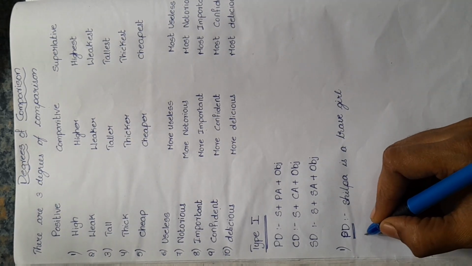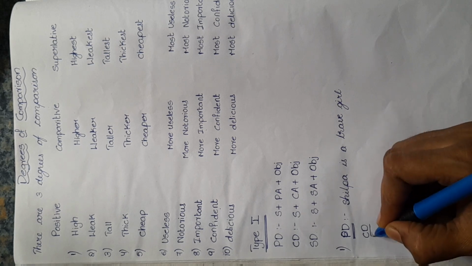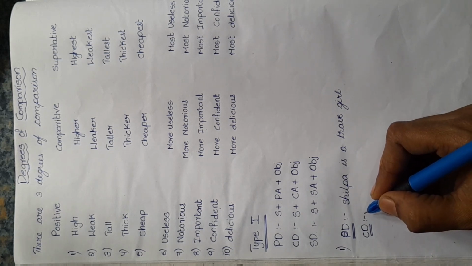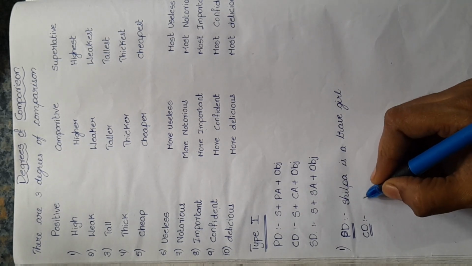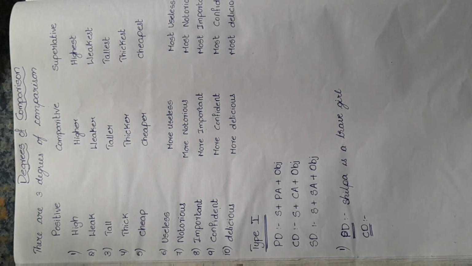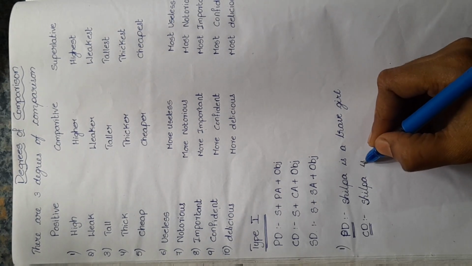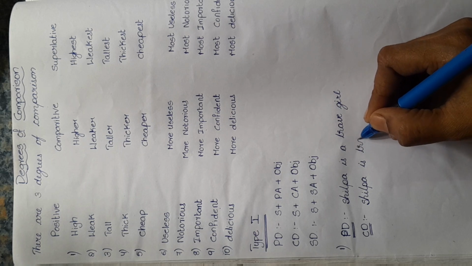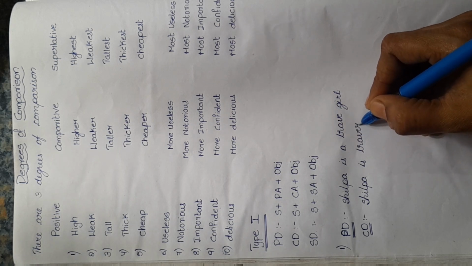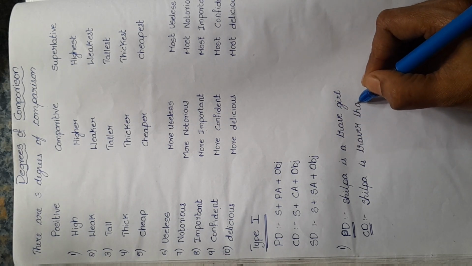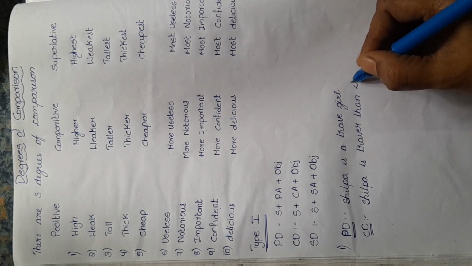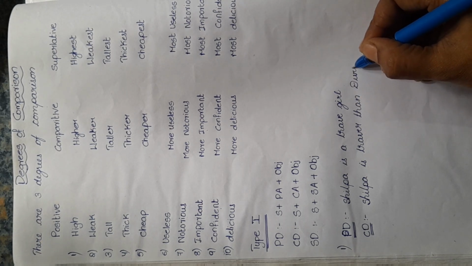In type 1, first one, positive degree. Shilpa is a brave girl. Now the second one, comparative degree, should be like Shilpa is braver than, for example, Divya. Shilpa is braver than Divya.